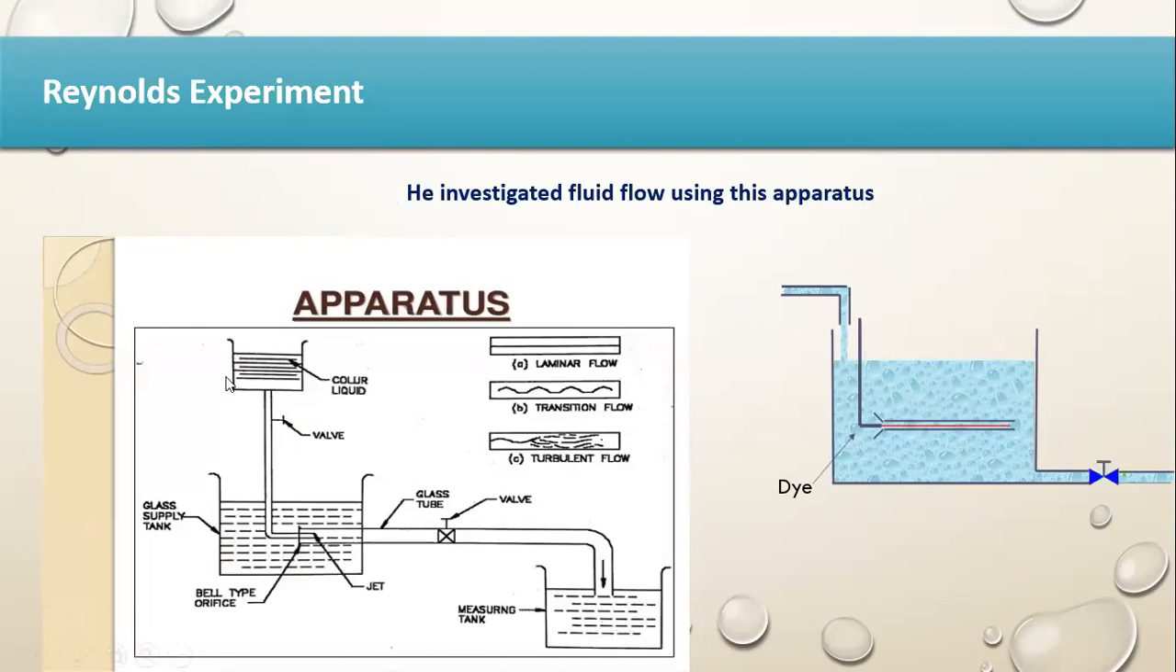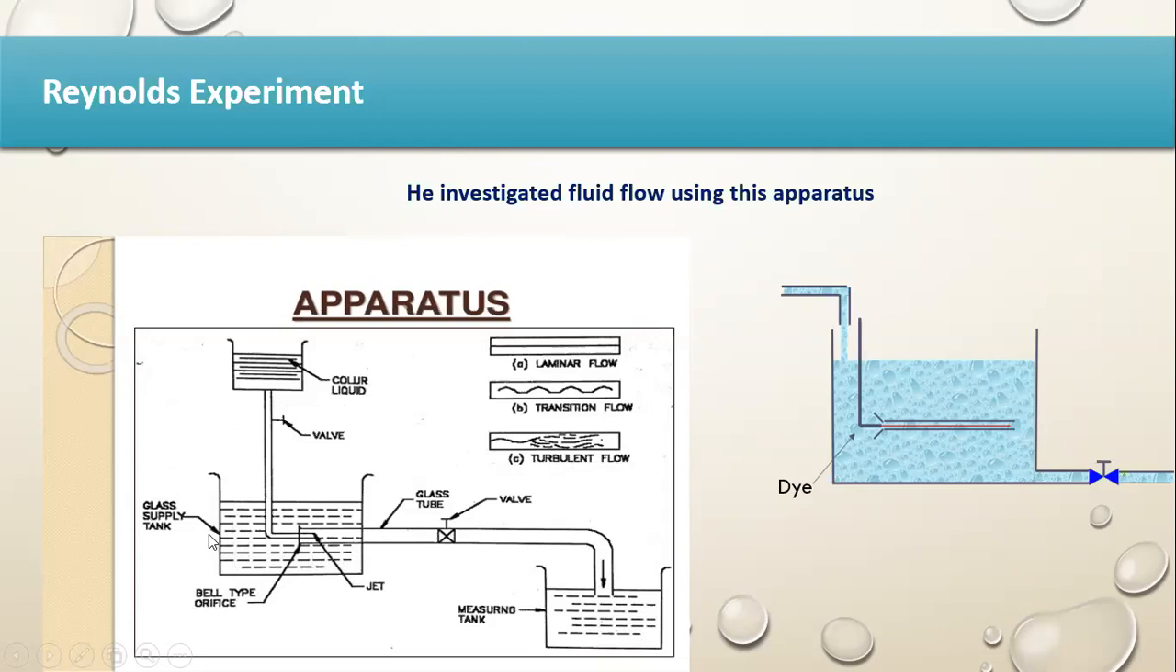Here you can see this is a color fluid tank, which is graduated on the upper side. This is a valve to adjust the flow of this colored liquid, or we can say it is a dye. And this is a reservoir which is filled with water.